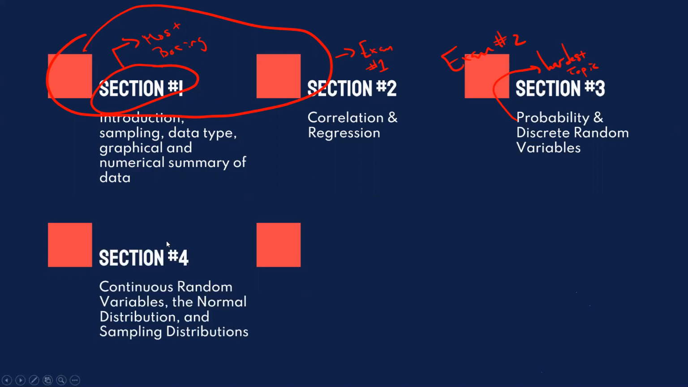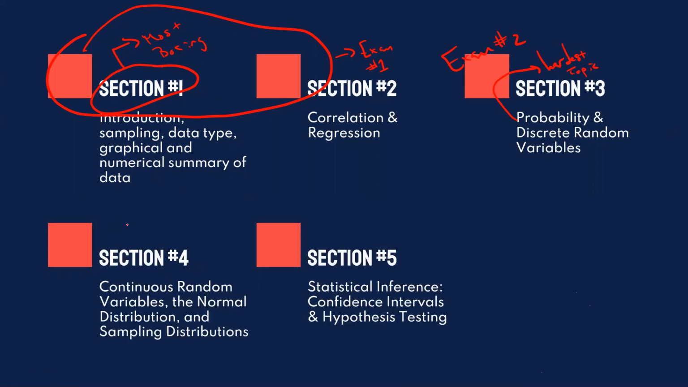Section number 4 is about continuous random variables, the normal distribution, sampling distributions. This is exam number 3. And then our final topic is statistical inference, about two things called confidence intervals and hypothesis testing. And this is exam number 4 of our class. So that's just how you can see how the exams break out.